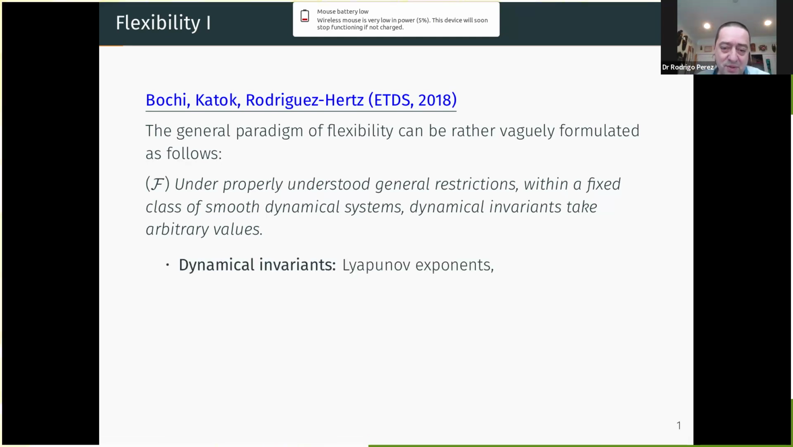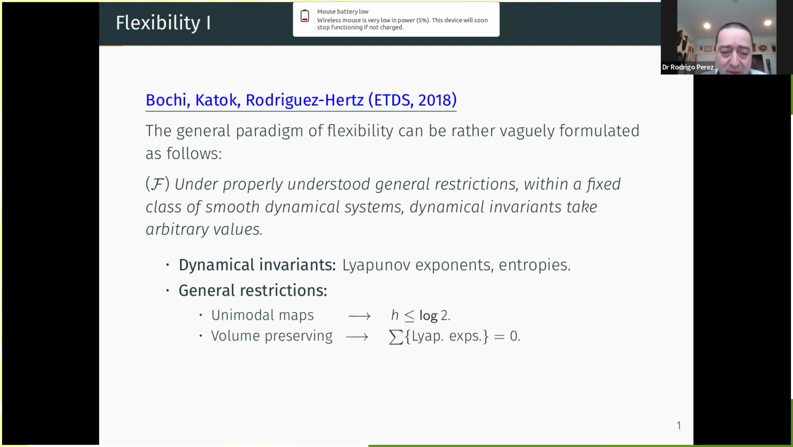And to illustrate that, they mention the following ideas: typical dynamical invariants are Lyapunov exponents or entropies. And if your map is unimodal, then the entropy has to be less than logarithm of 2. That's a restriction that has to be there. If the system is volume preserving, the sum of Lyapunov exponents has to be 0. If it's symplectic, the Lyapunov exponents have to come in plus minus pairs. But other than these restrictions that have to be there, the variation of the invariance is arbitrary. This is the idea of flexibility in a broad sense.